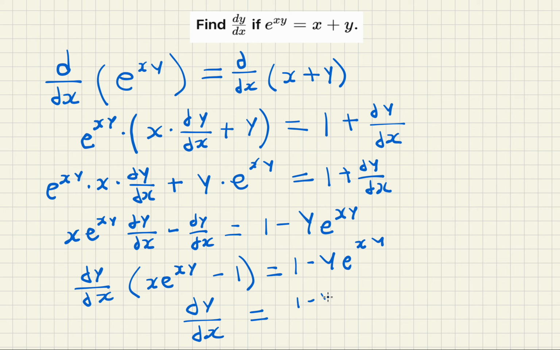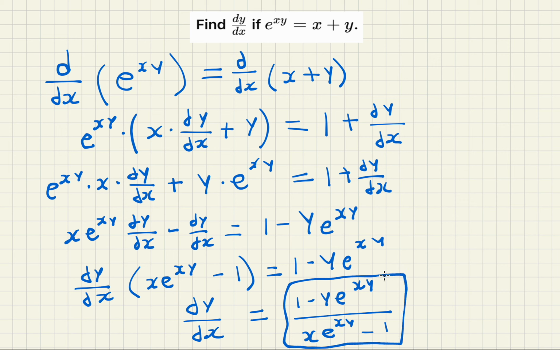1 minus y e to the power of xy over x e to the power of xy minus 1. And that is our answer for this question. All we had to do is differentiate both sides by x, and then factor, or expand in this case, and then isolate dy over dx.